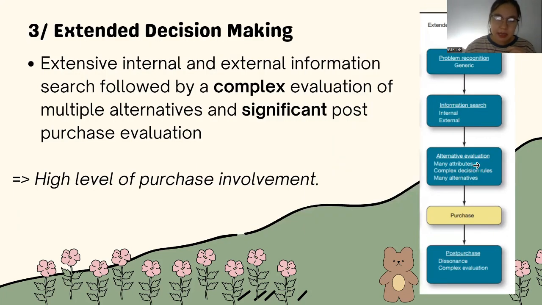And the last one is extended decision making. This is extensive internal and external information search, followed by complex evaluation of multiple alternatives and significant post-purchase evaluation. This is a high level of purchase involvement, usually happening when you need to consider buying an expensive and important product, like a house.